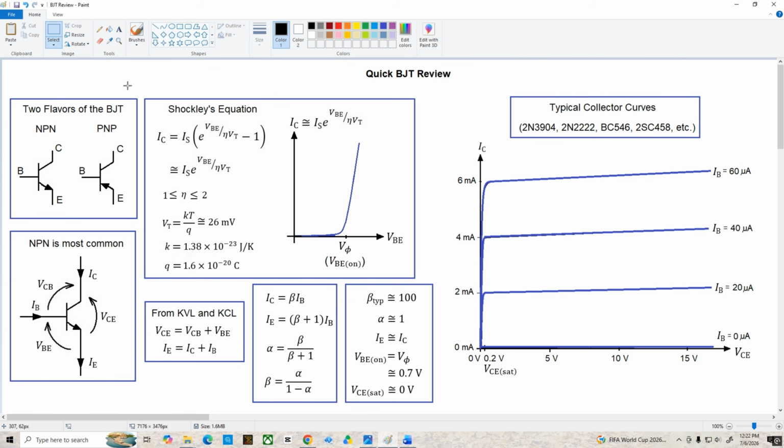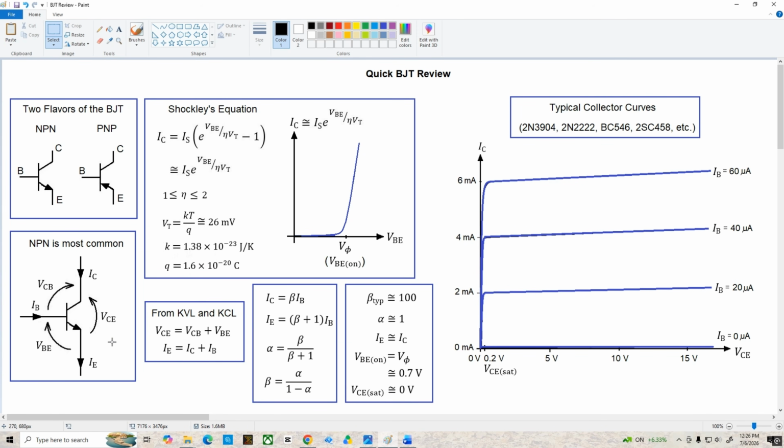Now, I'm sure everyone knows there are two types of bipolar junction transistor, NPN and PNP. Here are their symbols with their terminals identified. And we know that the NPN is going to be the most commonly encountered version. So when I do all of my derivations and descriptions, that's the device I'm going to use.